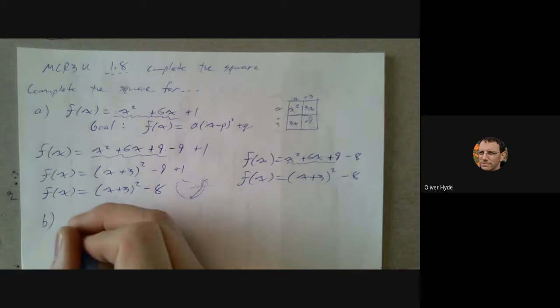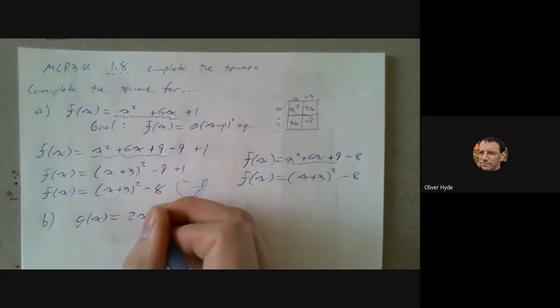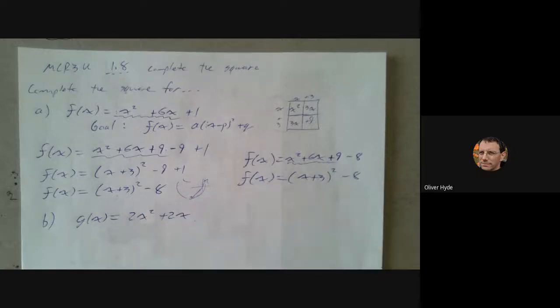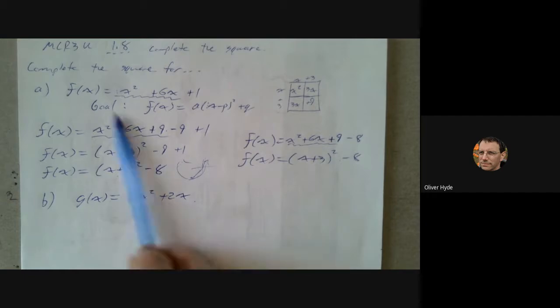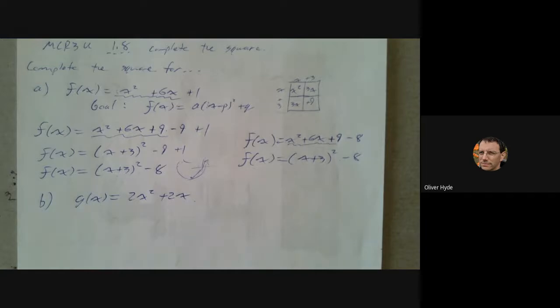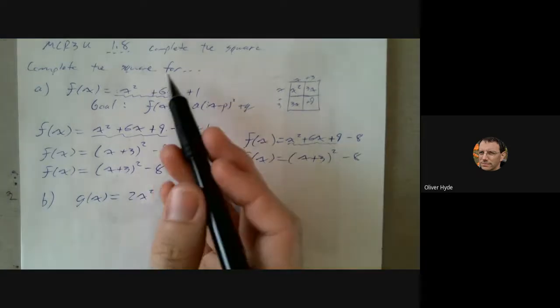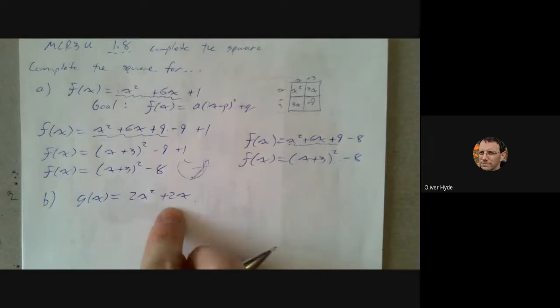Right. Let's try another. Let's say we're asked to complete the square for g of x equals 2x squared plus 2x. Well, first thing that I want to mention about this example is I'm not so sure I would ask you to complete the square for this example. Because if I wasn't asked to complete the square, let's say instead the directions were find the optimal value for this. This is a binomial.